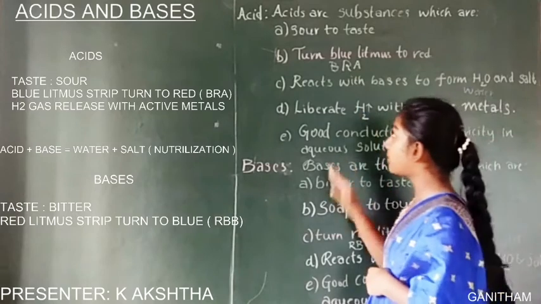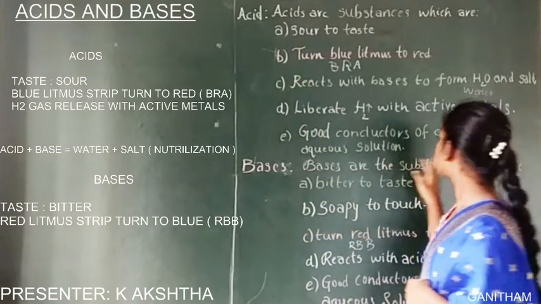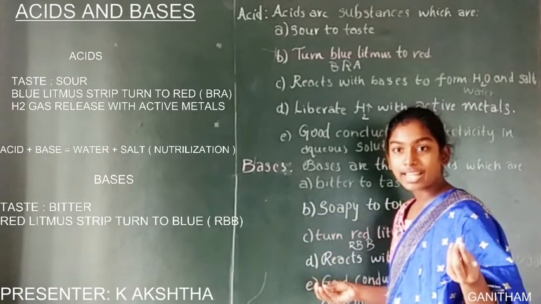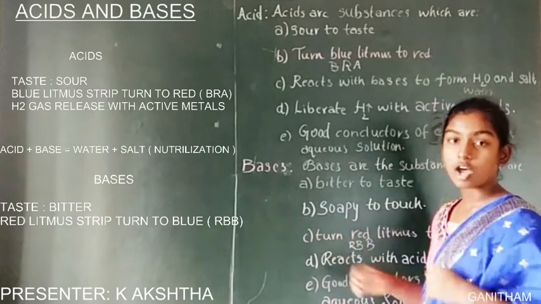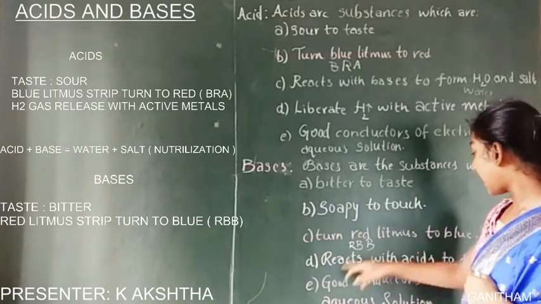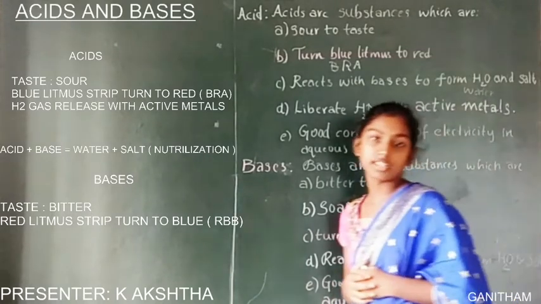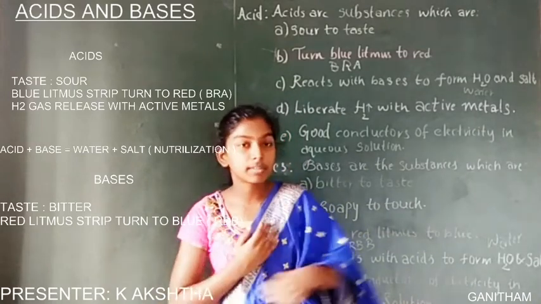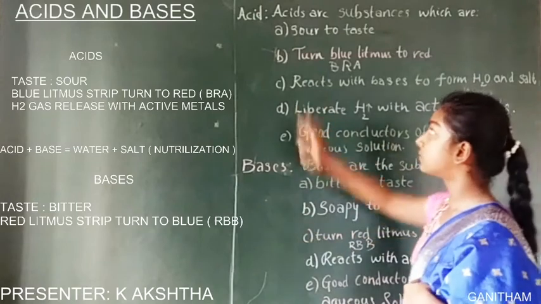So these are the 5 properties of acids. And when we come to bases, they are substances which are very bitter to taste, soapy to touch, turn red litmus to blue, react with acids to form salt and water, and at last are good conductors of electricity in aqueous solution. So this is about the properties of acids and bases.